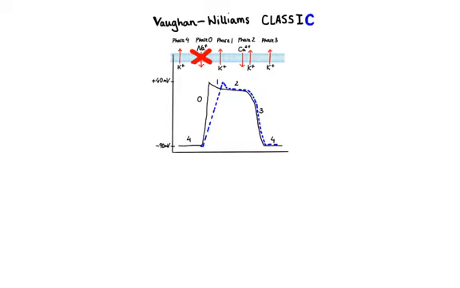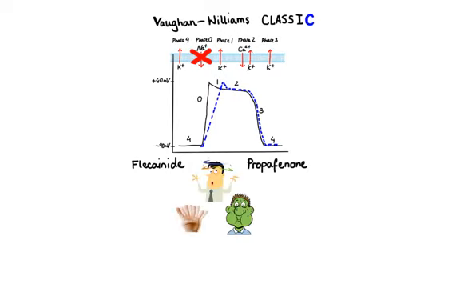Now the third and the last subtype that we have is class 1C drugs, which are powerful fast sodium channel blockers, which depress the phase 0 depolarization markedly. They also inhibit the His-Purkinje conduction system with a limited effect on repolarization and refractory period. The agents in this class include flecainide and propafenone, which are mainly used in the treatment of refractory ventricular arrhythmias. When it comes to adverse effects, the most common ones include dizziness, blurred vision, and nausea.